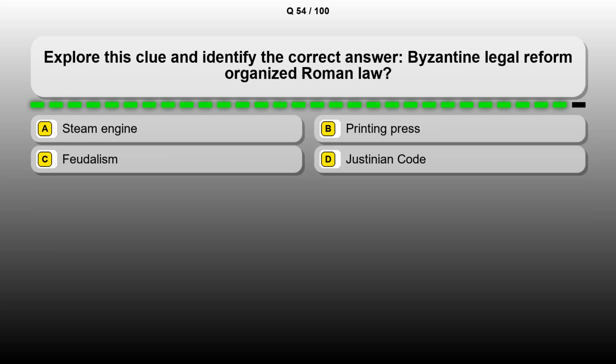Question 54. Explore this clue and identify the correct answer. Byzantine legal reform organized Roman law. Option A, steam engine. Option B, printing press. Option C, feudalism. Option D, Justinian Code.